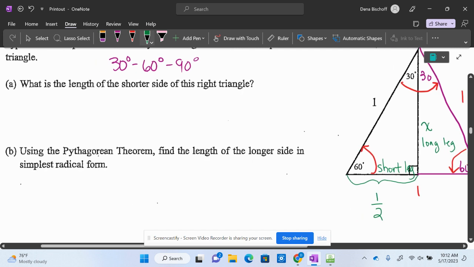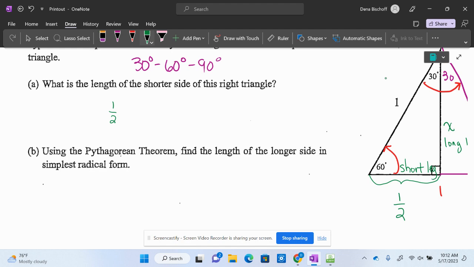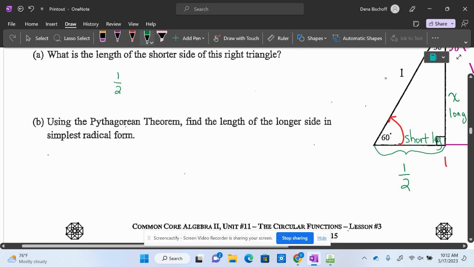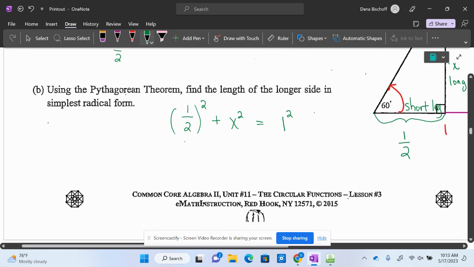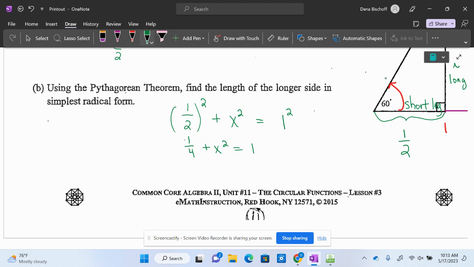Okay, well, we're going to use the Pythagorean theorem. So it says, what is the length of the shorter leg? The length of the shorter leg is 1/2. So I'm going to use the Pythagorean theorem to find the longer side. I have 1/2, my short leg, squared plus my long leg squared equals the hypotenuse, which is 1 squared. So 1/2 times 1/2 is 1/4 plus x squared equals 1.